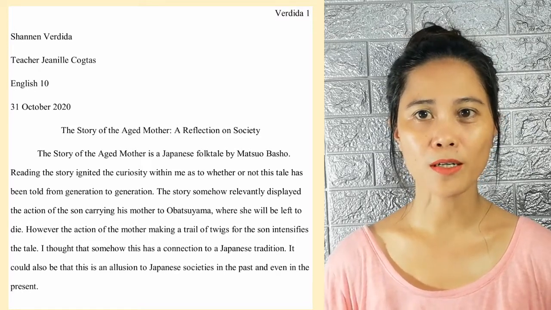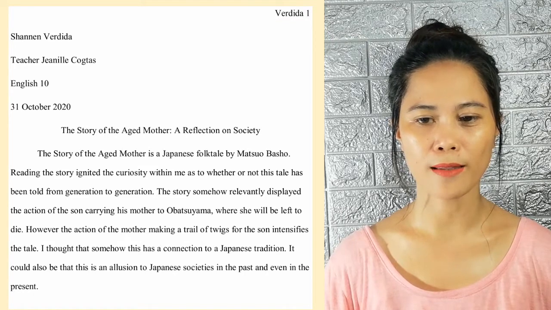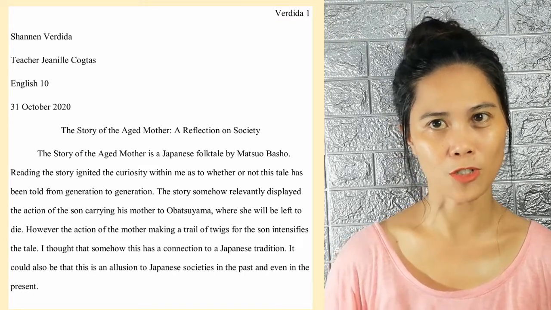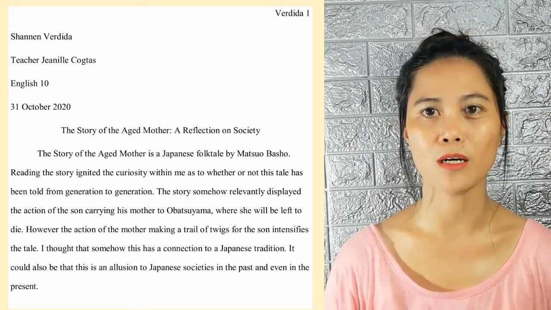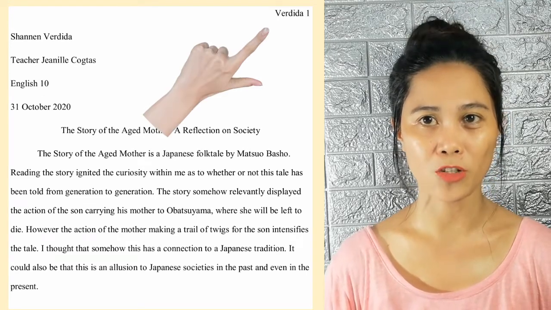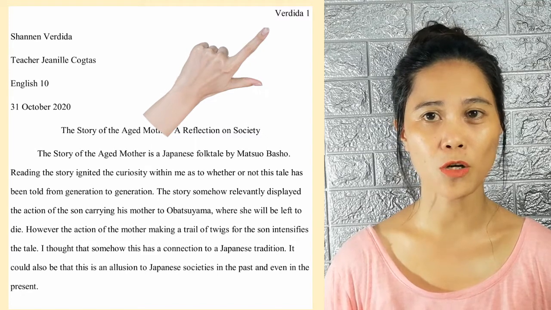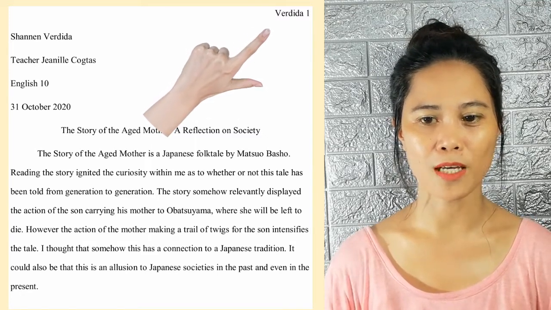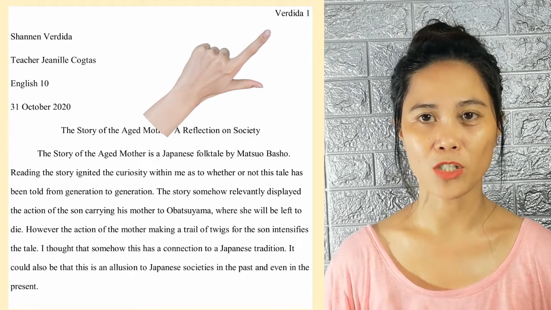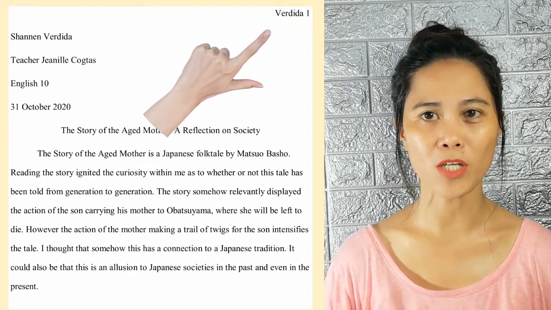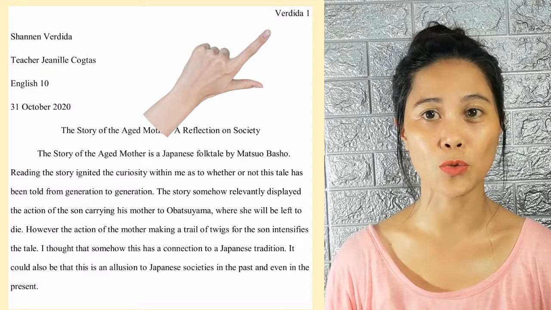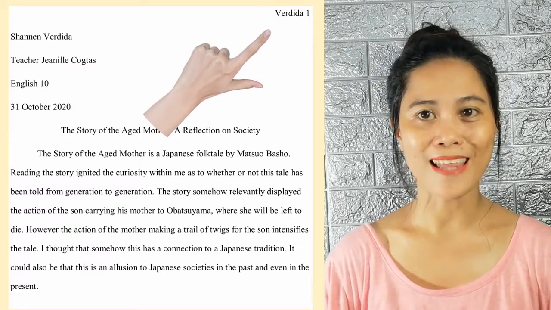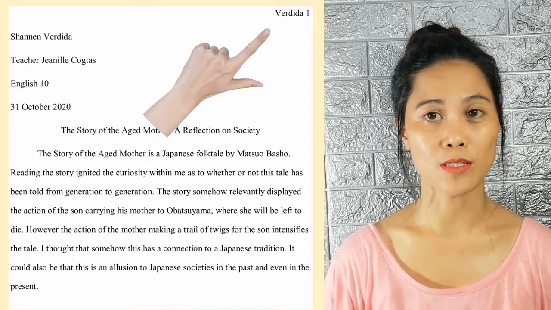Then on the upper right corner, you write your name. If you're a student or if you're a teacher, your student's name must be written on the upper right corner with the page number. It starts with page 1. Verdita, that's a family name of my student. So Verdita 1, and page 2 says Verdita 2, 3, and 4, and so on. Shannon Verdita is the student's name.